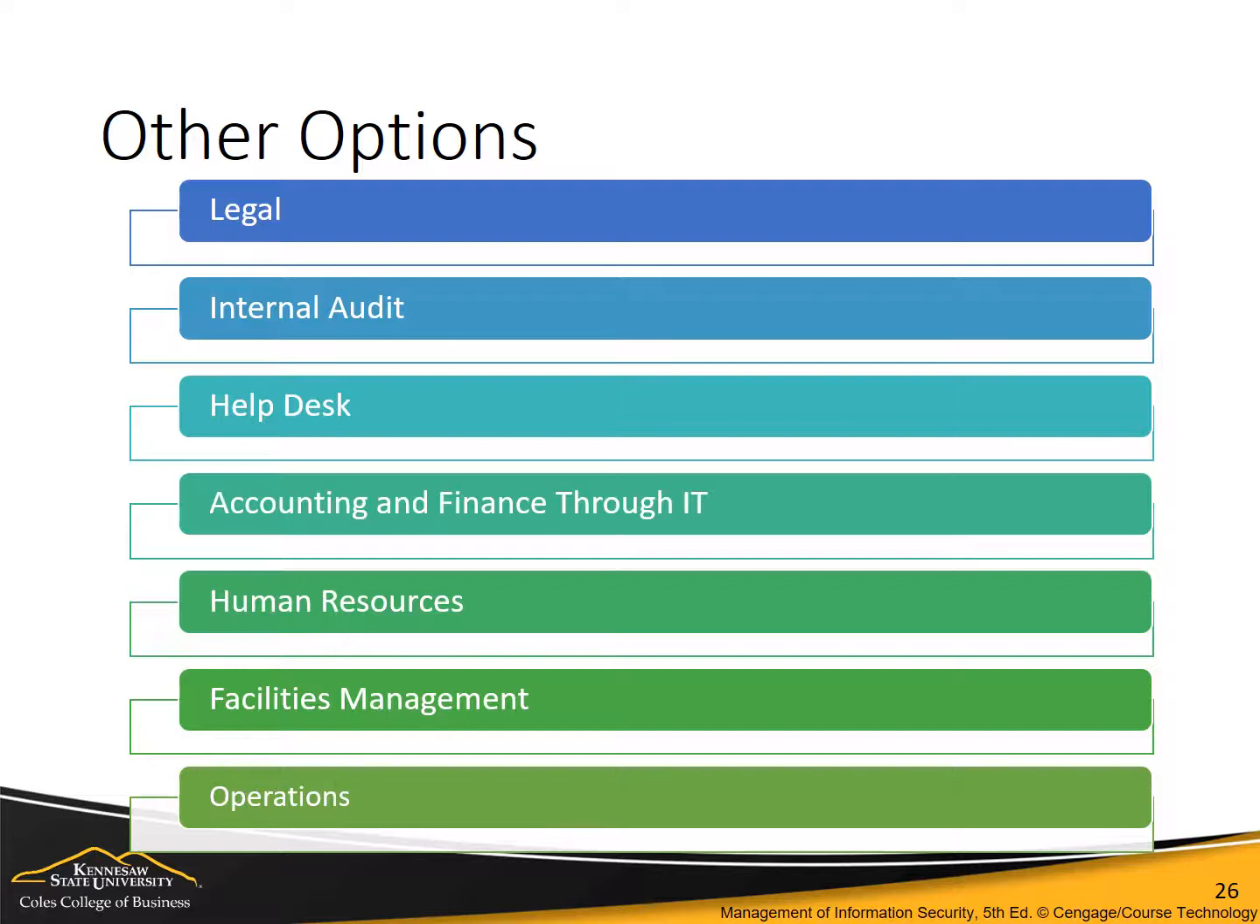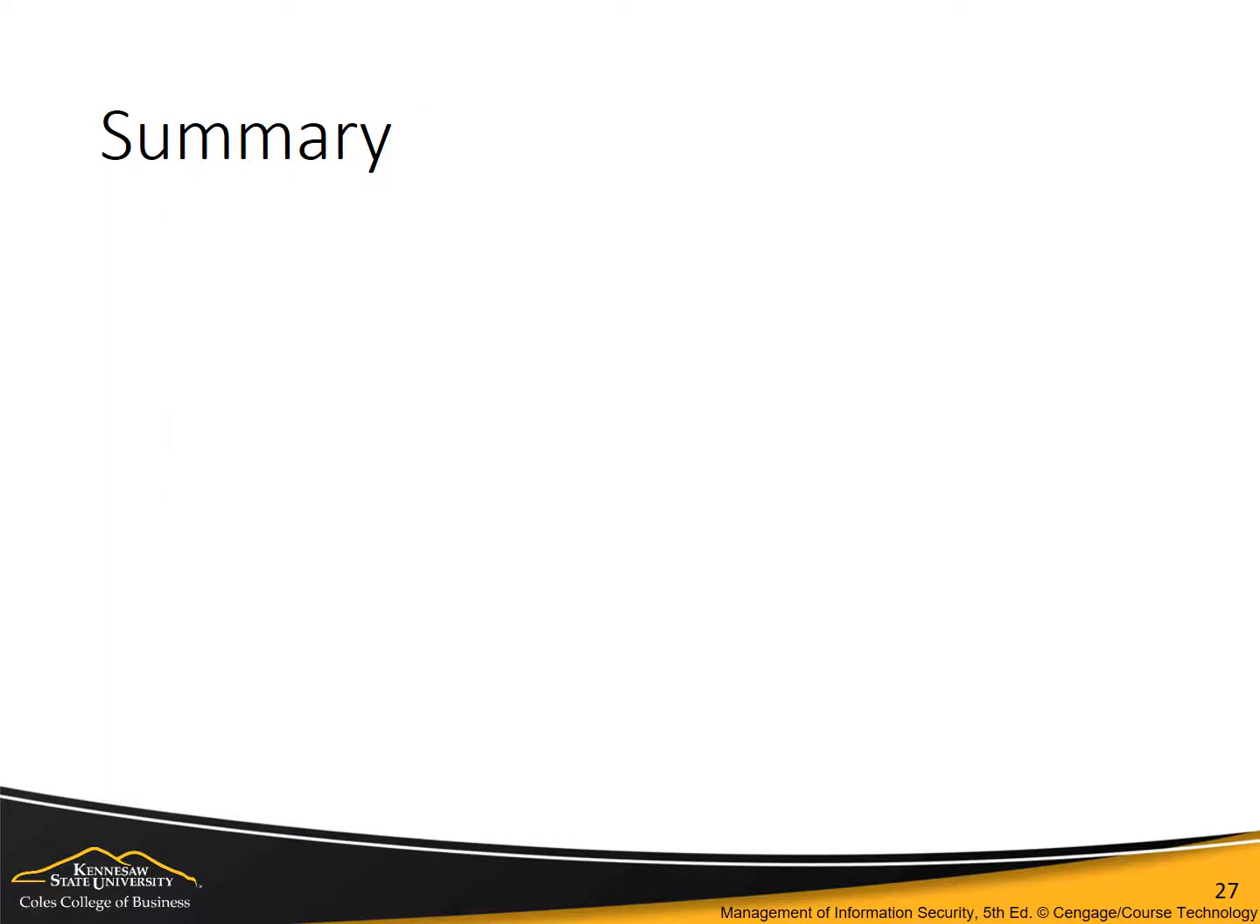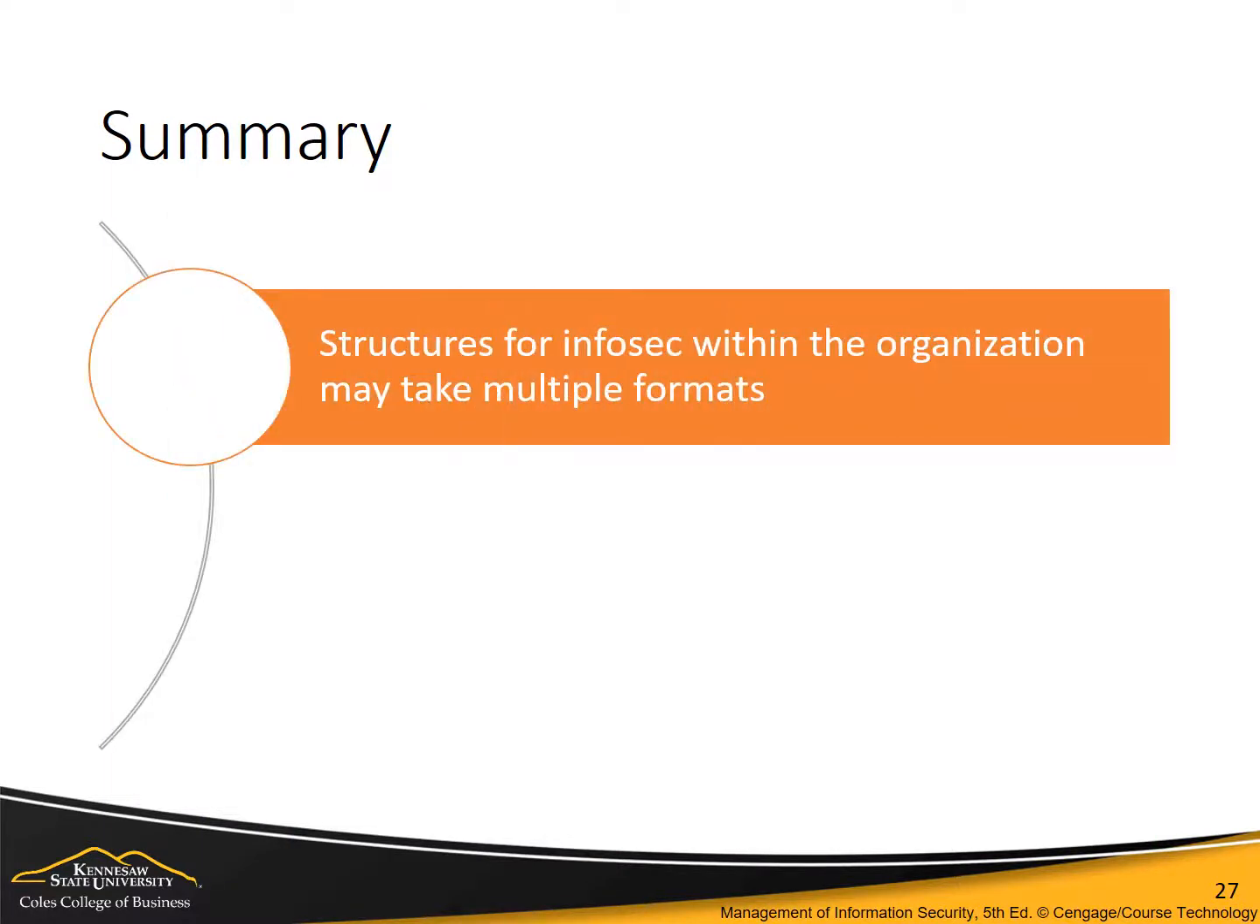Organizational culture plays a large part in making the decision. The perceived importance of IT and InfoSec may also affect where InfoSec is placed. Evaluate the pros and cons and make the best decision you can within the context of internal and external limitations, organizational culture, and other factors. To summarize this section, structures for information security within the organization may take multiple formats. We illustrated several options in this section. One is not necessarily better than the other.